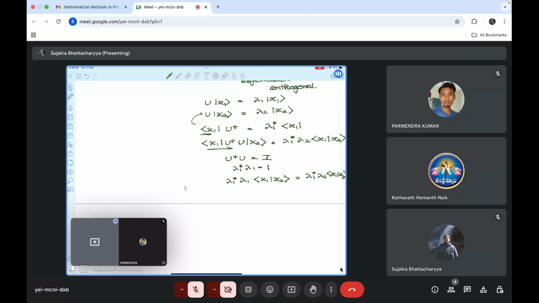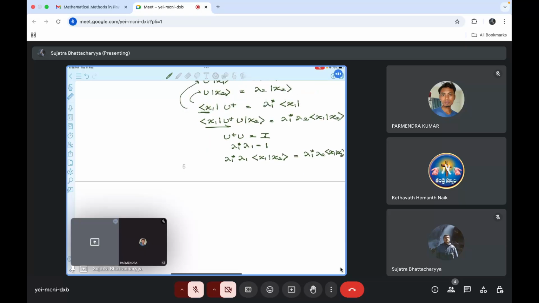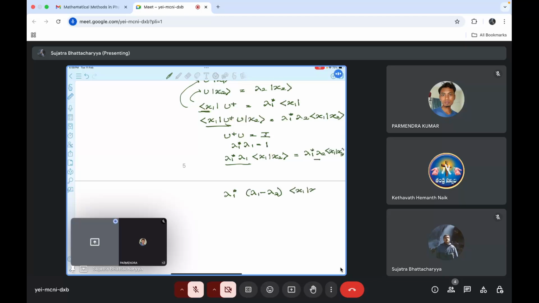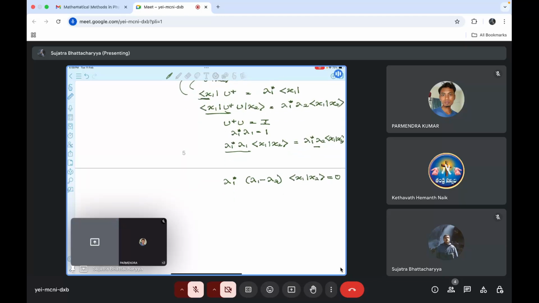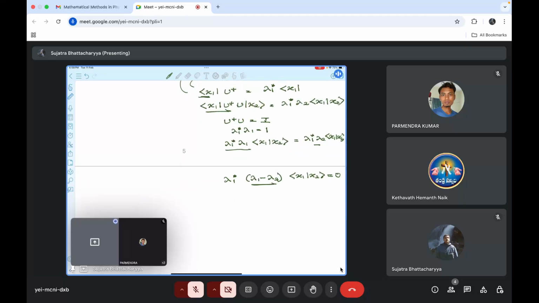Means if you just operate it on this, it will give you lambda 1 star lambda 1, and on the other hand you will get this. So both ways if you operate, you will get the left-hand side as this and the right-hand side as this. So finally we will get (lambda 1 star lambda 1 minus lambda 2) into x1 x2 should be equal to 0. Since we have distinct eigenvalues, this cannot be equal to 0, so x1 x2 should be equal to 0.